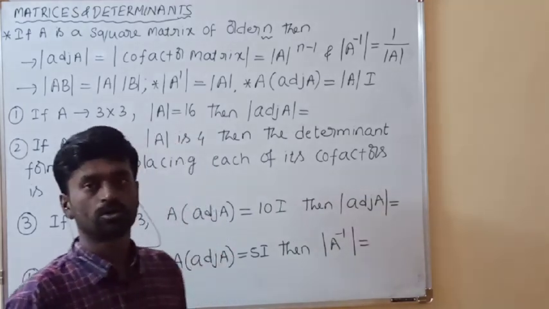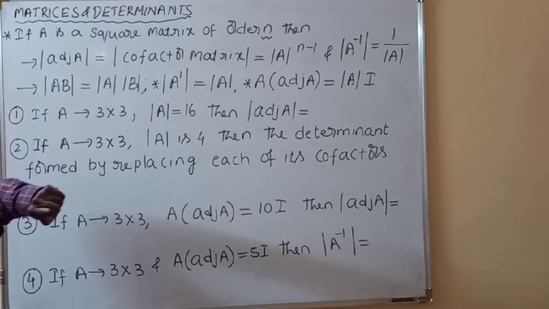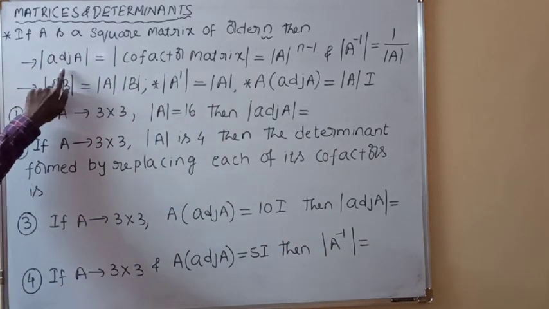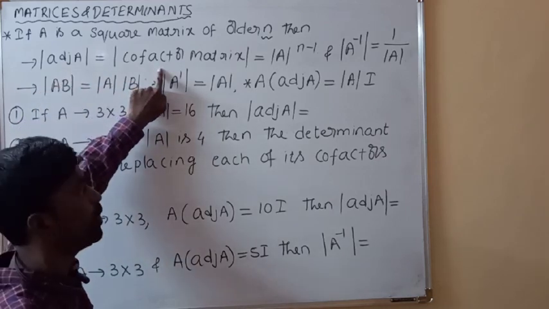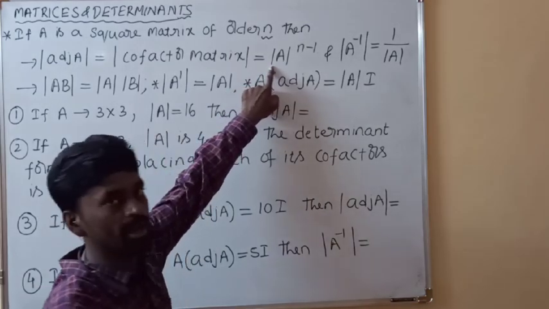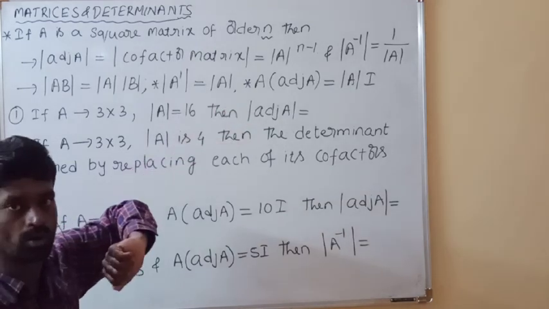Look at the next set of problems. Just look at these formulas: if A is a square matrix of order n, then the determinant of adjoint A is the same as the determinant of the cofactor matrix, which is equal to det A power n minus 1, that is, det A power 1 less than the order of A.